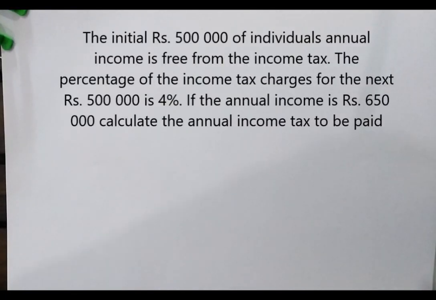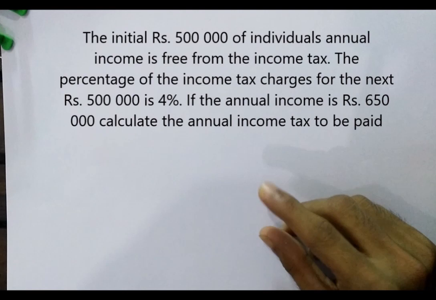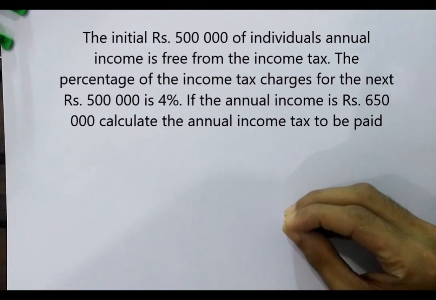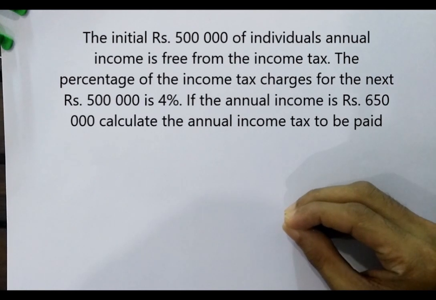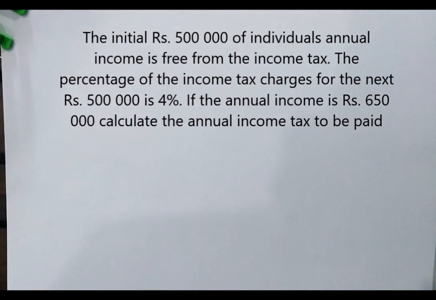Okay, so you can see the first question. The initial 5 lakh rupees of individual annual income is free from the income tax, right? The percentage of the income tax charged for the next 5 lakh rupees is 4%, right? Fine. If the annual income is 6,50,000, calculate the annual income tax to be paid. So how to calculate that?